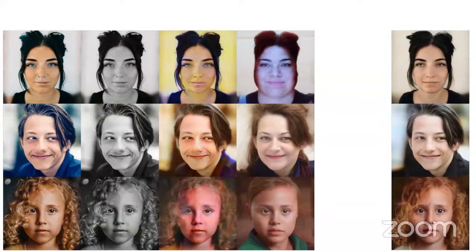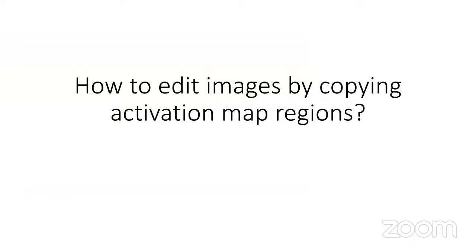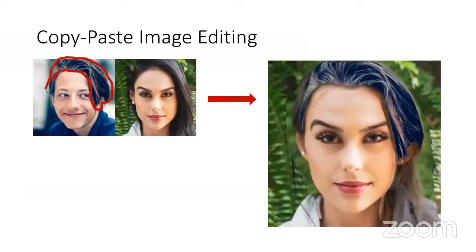This is colorization. Again, the second column here is the input, a grayscale image, and then the GAN is able to give you a colorized output. Now, a lot of this work is based on embedding, conditional embedding, or manipulating the codes. So the question is, can we also just do copy-paste image editing using GANs?